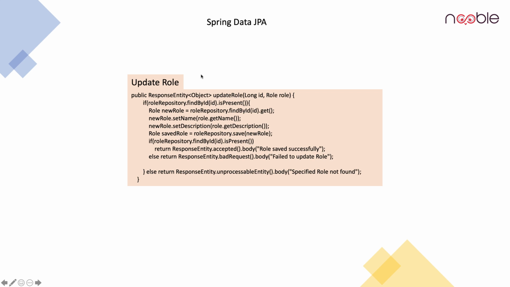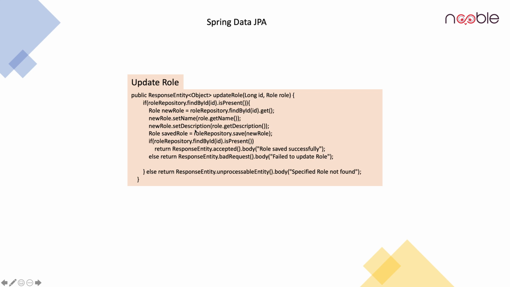Now we have the UpdateRole method. It takes an ID of type long and role of type role. Firstly, what we do is we'll check if it is present. If it is not present, I am going to return specified role not found. And if it is present, I am going to execute this piece of code. Here, I'll be using roleRepository.findById.get to assign the role to new role. I'll set the name and description. I'll get it from the role here. So new role will be having all the names and description what we have to update.